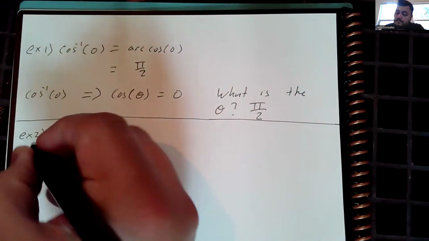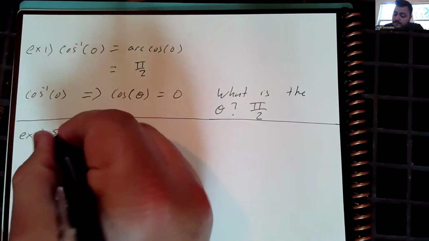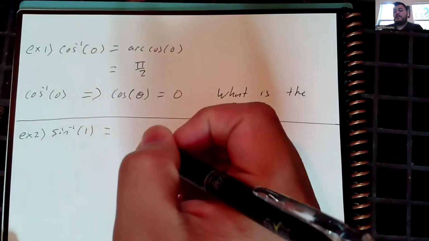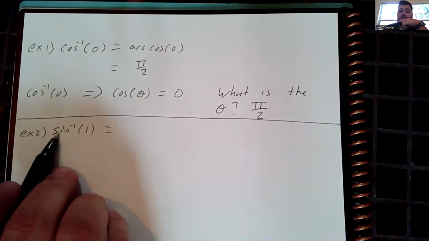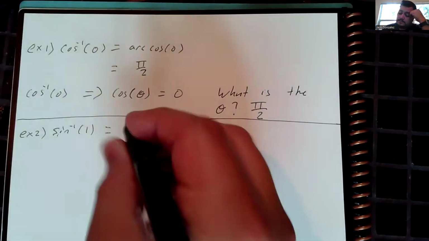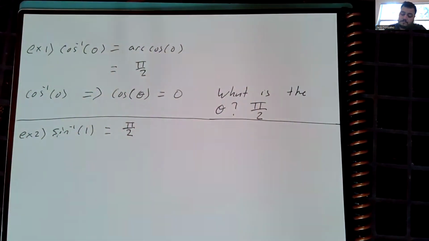Example 2. What is sine inverse of 1? So look at the circle and remember where it's defined. We're in the domain and range of sine inverse. It's defined from pi over 2 to negative pi over 2. So this is going to be pi over 2.